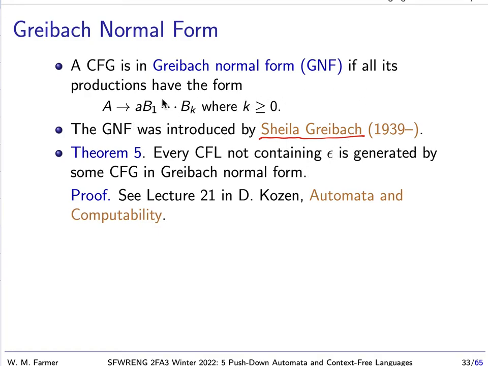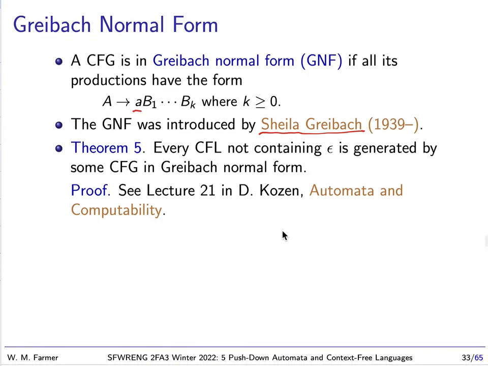All the productions have this form. They start with a terminal, and they have any number of non-terminals following that, where any number includes having no non-terminals at all. So if all your productions are in this form, you would say your grammar is in Greibach normal form. Now, every context-free language not containing epsilon is generated by some grammar in Greibach normal form. If you want to see the proof of this, you can see Lecture 21 in Kozen's book, Automata and Computability.